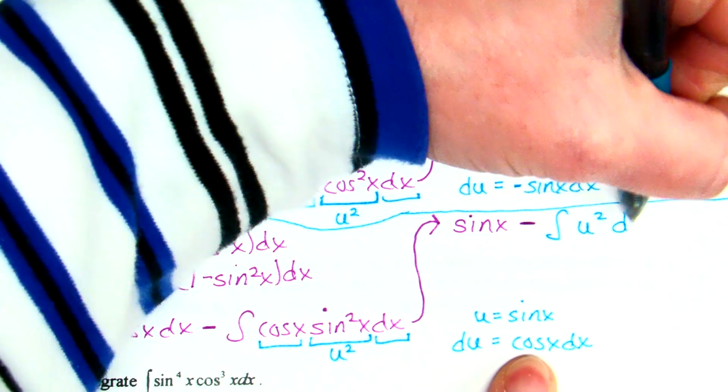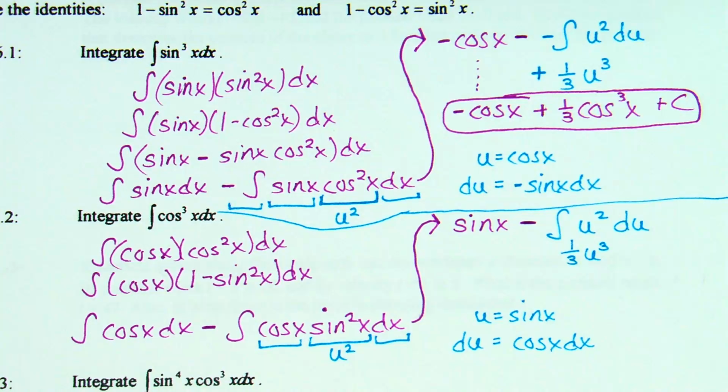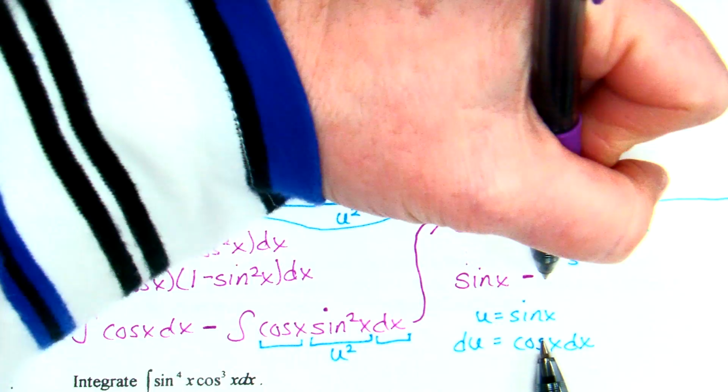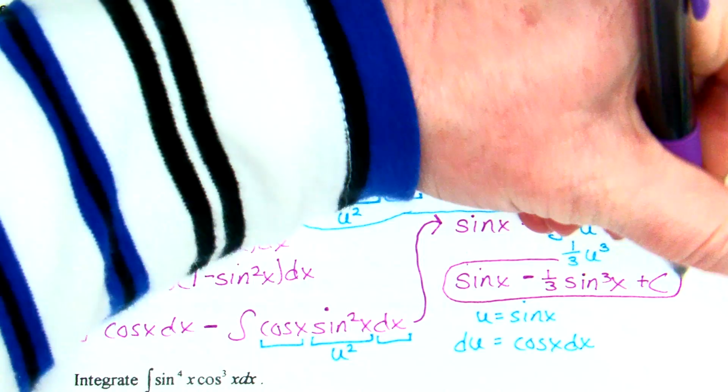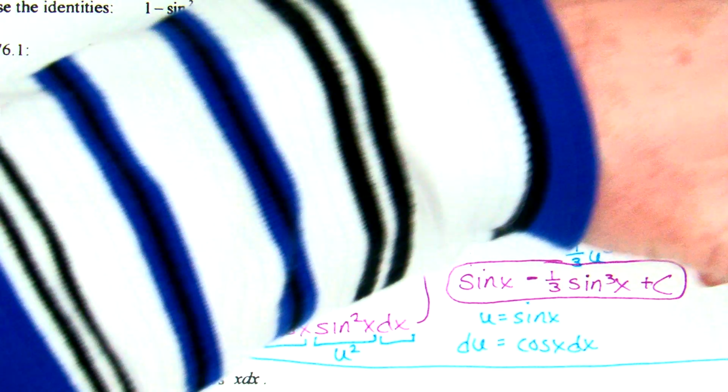So, carry down your sine x minus 1/3 u to the third, except what was u? Sine in this case. So 1/3 sine cubed x plus c. Okay. Ready for the next one?